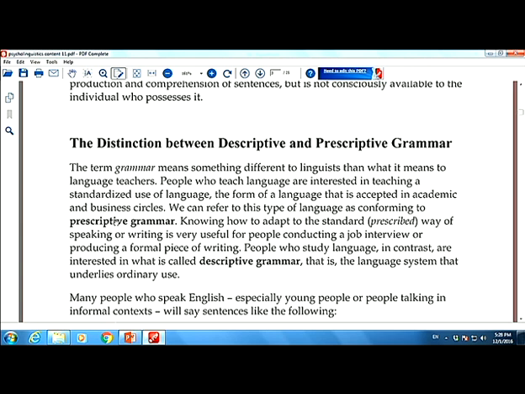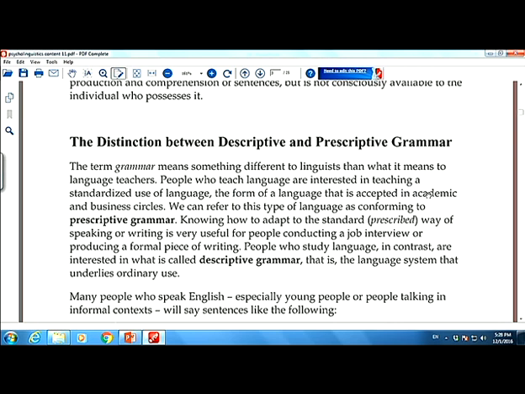So as you can see here, it's the form of language that is accepted in academic and business circles. Is prescriptive grammar, not descriptive grammar, right? Descriptive grammar is when you describe how people use language every day. This is the language system that underlies ordinary use. All right? But prescriptive grammar is formal language, accepted in academic and business circles, and also conforms to the standards.